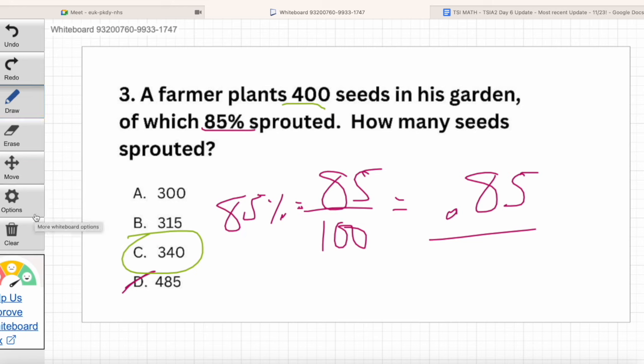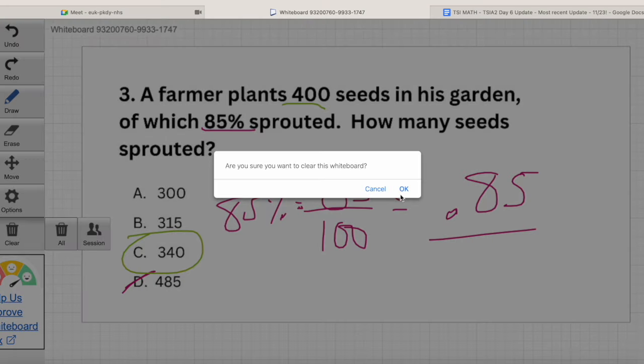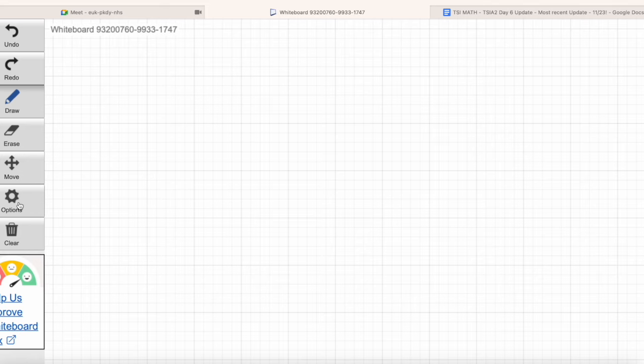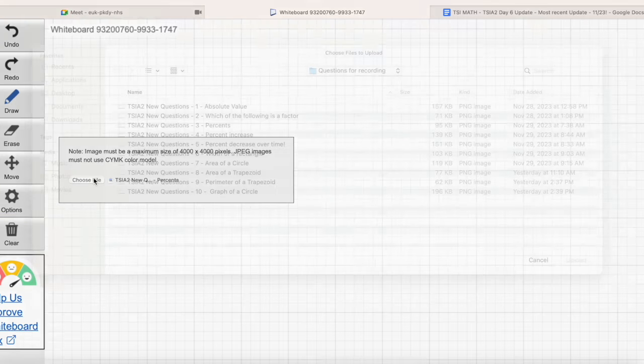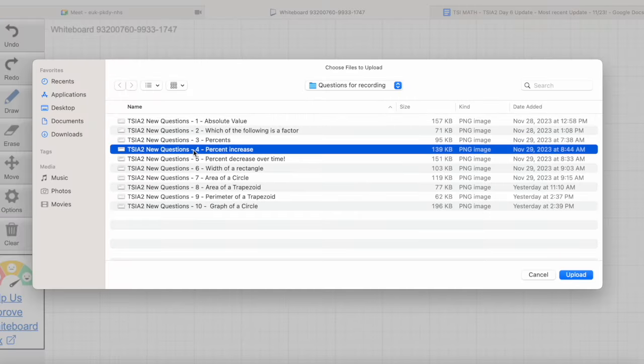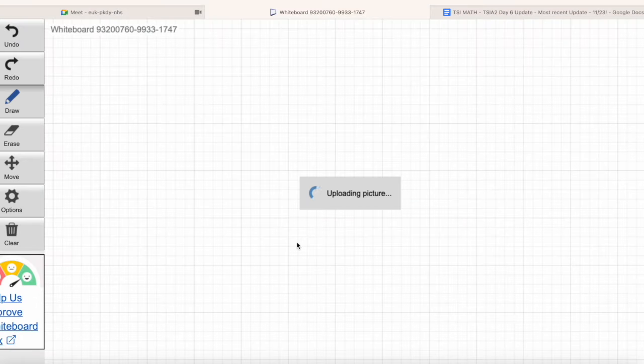You have to know how percents work and what they mean to be able to get the percent increase and decrease questions, which are a little more complicated. But those are coming up right now. Any questions about this before we move on? Okay, great. Just know what percent means, and then you can navigate it. All right, let's talk about percent increase.